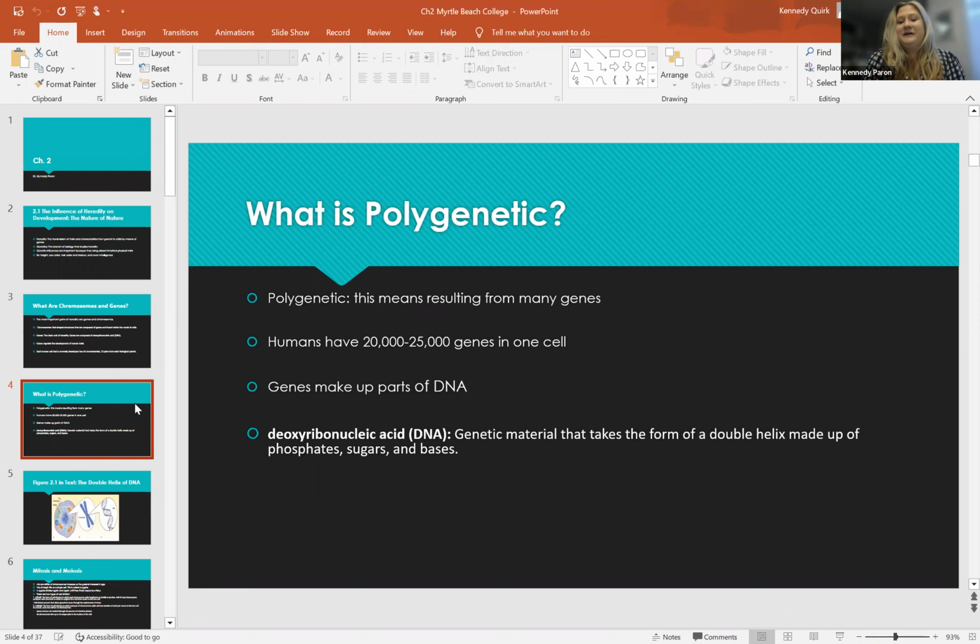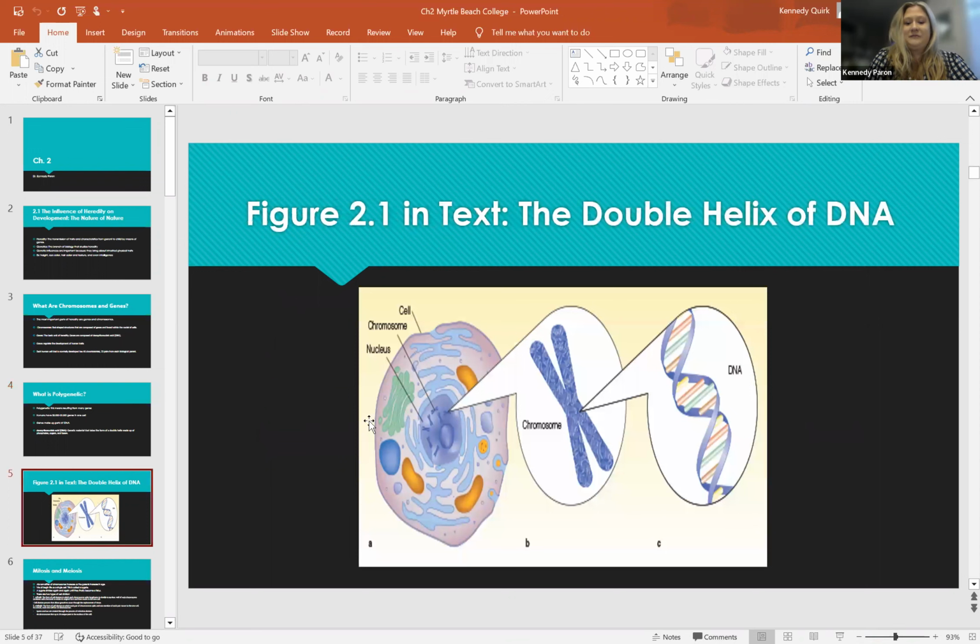Next we're going to talk about polygenetics. This is the many genes that make up each of us. Each of us has roughly 25,000 genes in one cell. This is a part of making up DNA. DNA is deoxyribonucleic acid. This is the genetic material that makes up the double helix that we have, made up of sugars, bases, and also phosphates that make up our cells. Here's a great picture from your book of the double helix in the DNA.